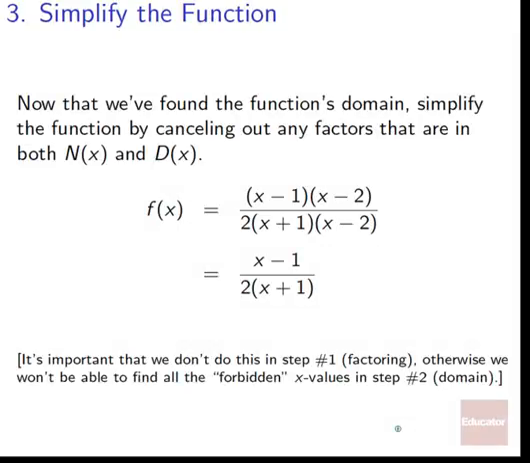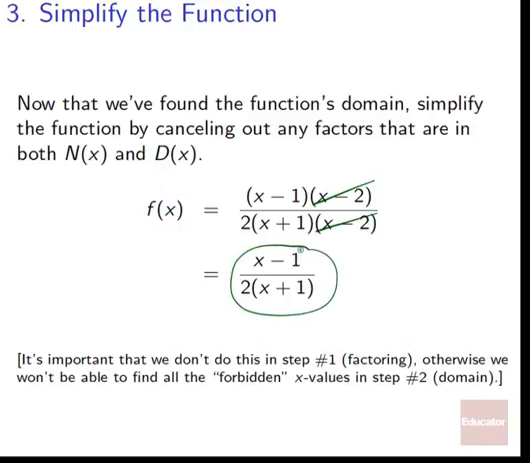Next step, simplify the function. Once we've found the function's domain, we can simplify the function by canceling out any factors that are in both n of x and d of x. So we notice that we had x minus 2 on the top and x minus 2 on the bottom. We have common linear factors, so we knock them both out and we're left with x minus 1 over 2 times x plus 1.